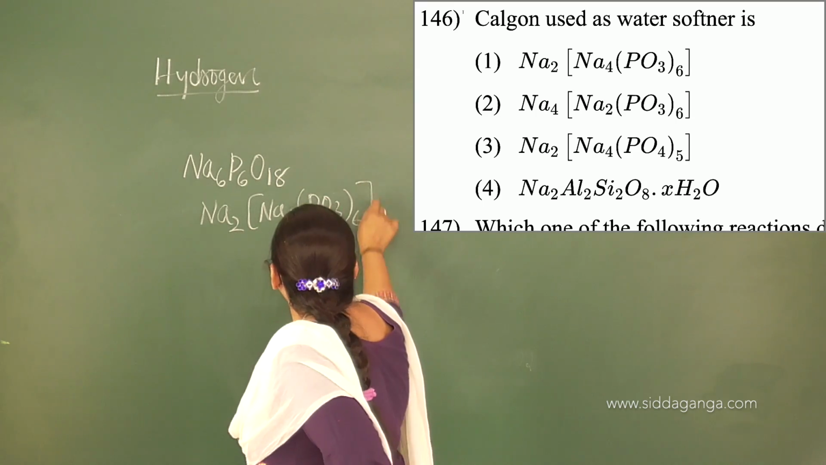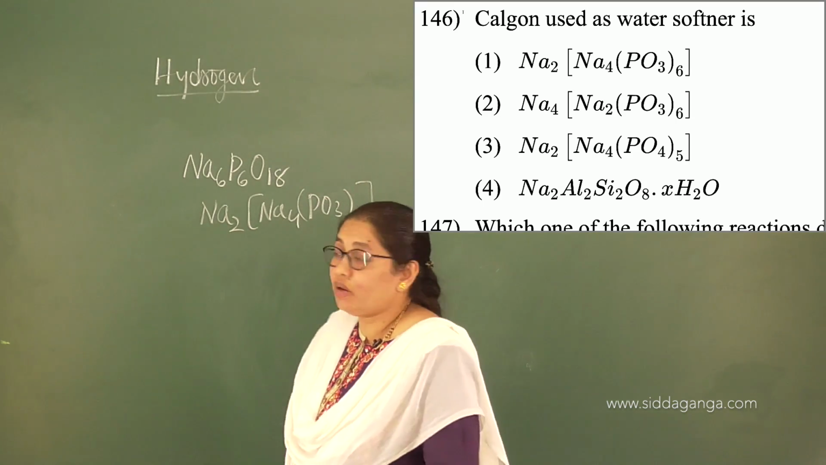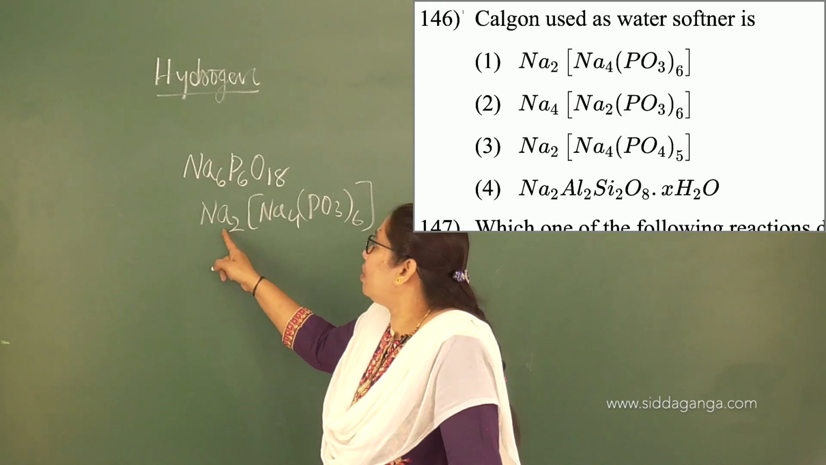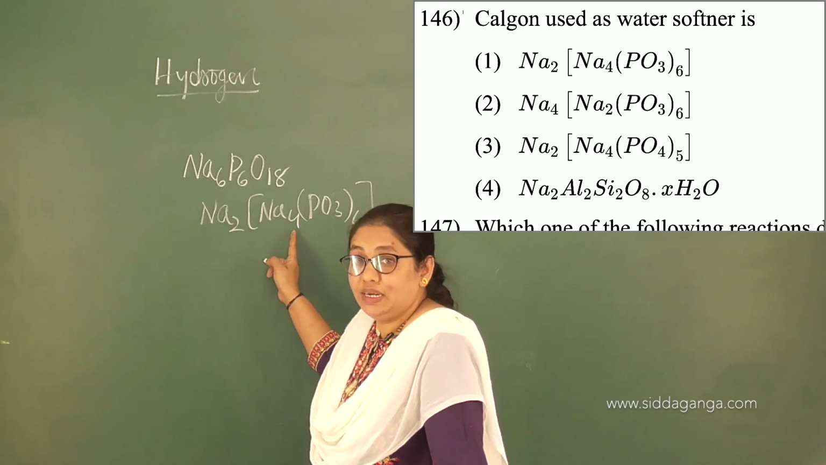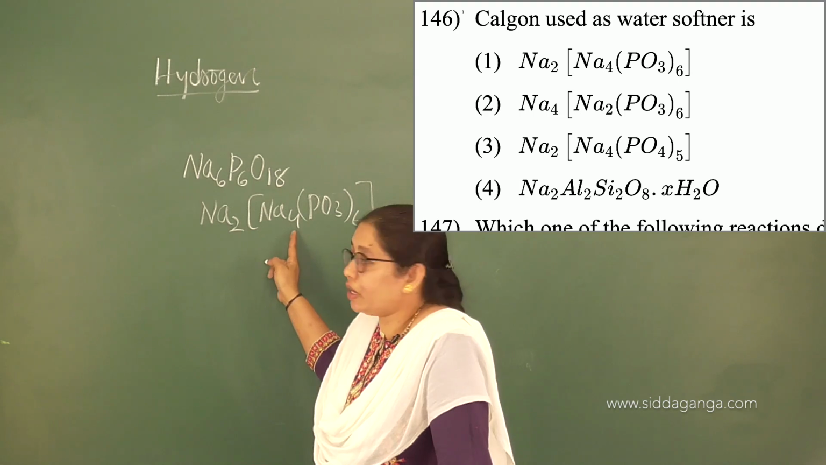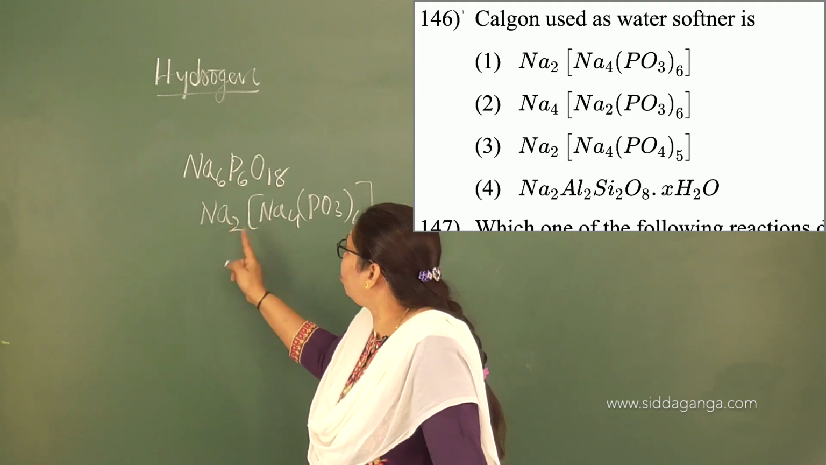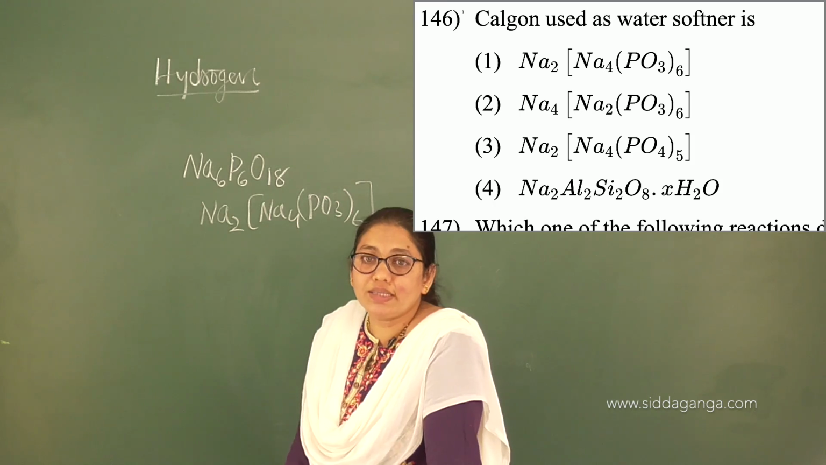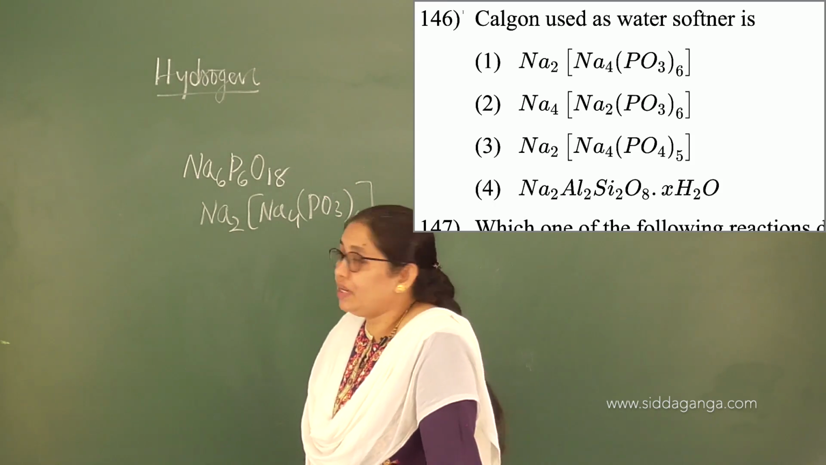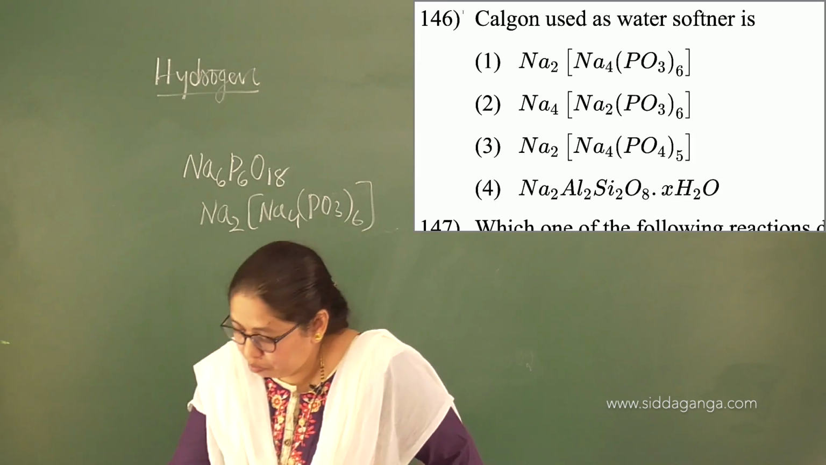It is a coordination compound. It is a complex compound where we can see that 2 sodium atoms are present outside the coordination sphere and the remaining are present inside the coordination sphere. Together, this is called sodium hexametaphosphate. Commercially, that is also called Calgon. So the answer for this one is the first option.